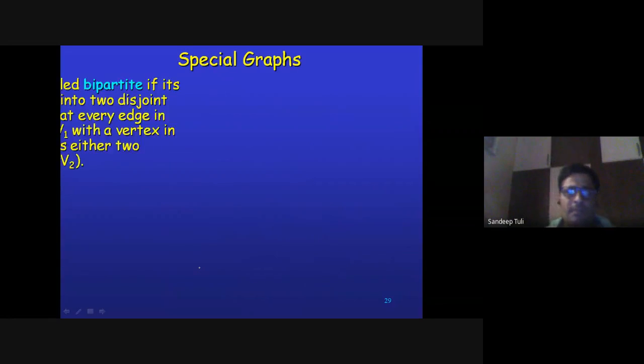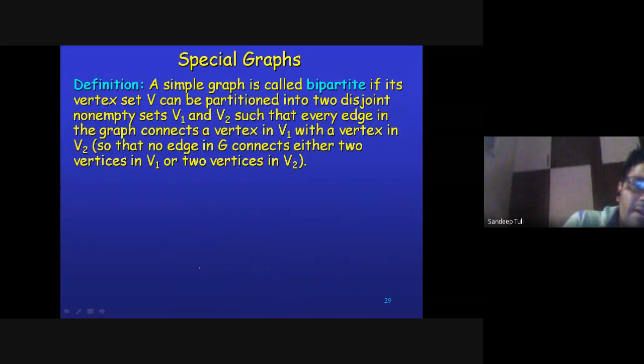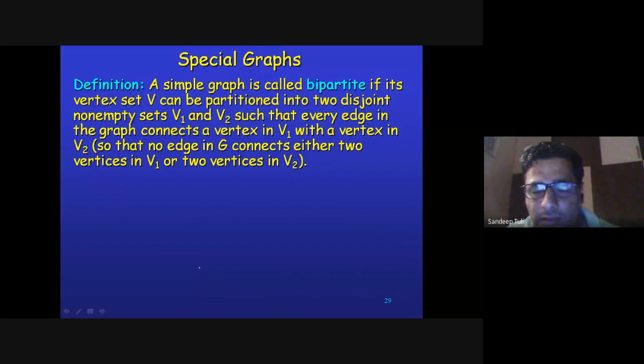Okay. Now another special graph we have is the bipartite graph. This is again a very important concept. So a simple graph, keep that word in your mind. Simple means it will not have any parallel edges and it will not have any loop.